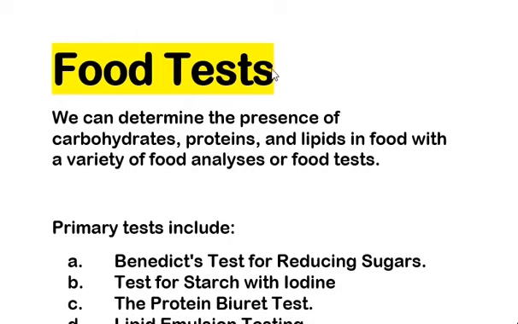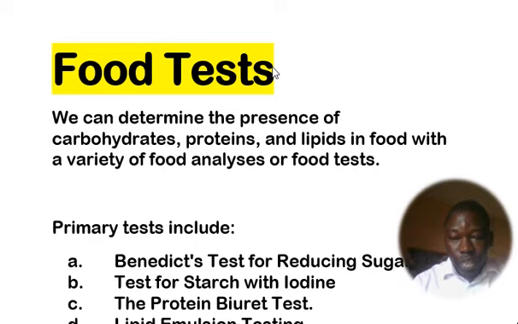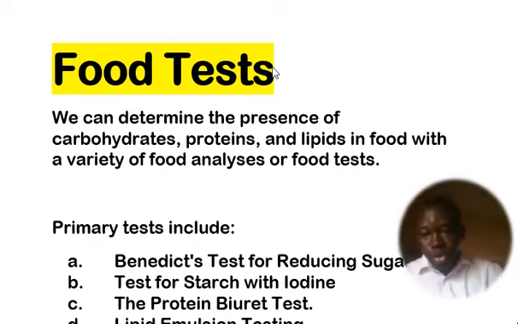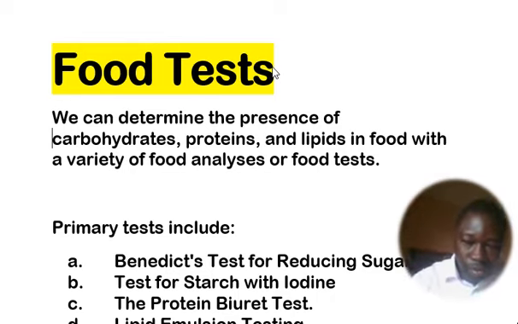After looking at the structure and the function of carbohydrates, and looking at the structure and function of starch, and also looking at the structure and the function of proteins and fats, today we want to look at how we can test a food sample to see if it contains starch, reducing sugar, protein, or lipid. You know, lipid is fat.